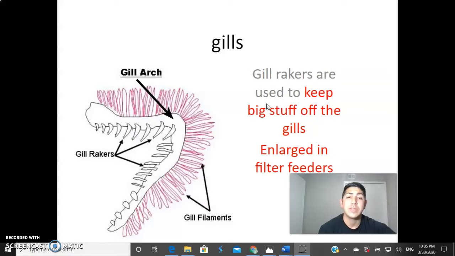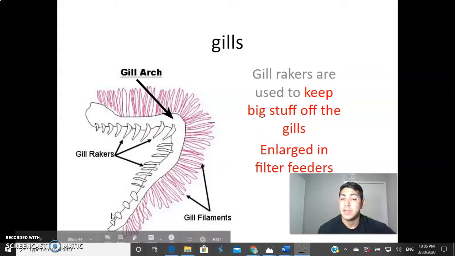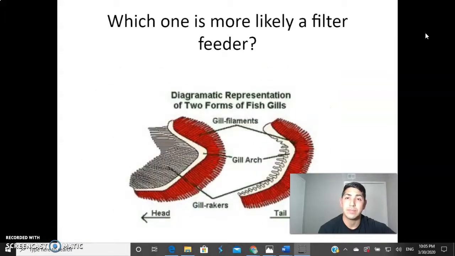Gill rakers are used to keep big stuff off the gills, and they are enlarged in filter feeders. So in a filter feeding fish or in a filter feeding shark, you'll have these elongated. So which one is more likely to be a filter feeder, the one on the left or the one on the right?